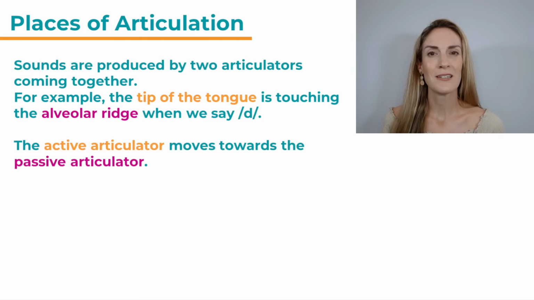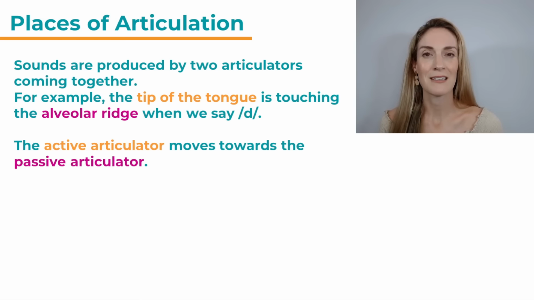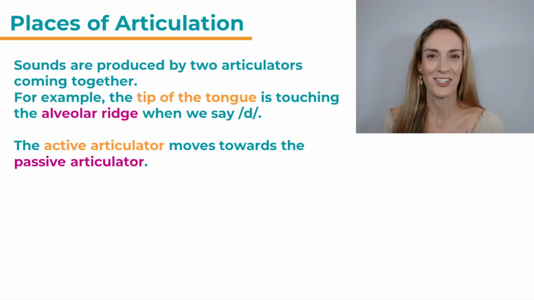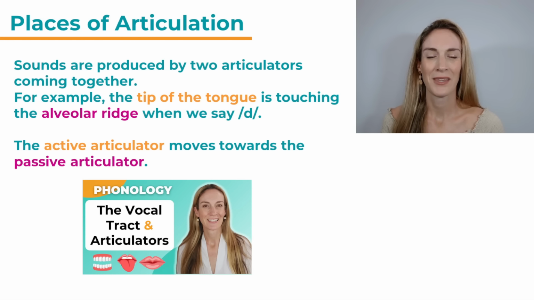And we call these active and passive articulators. So the tongue is moving, it's an active articulator, and it moves towards the passive articulator. And in our example, that is the alveolar ridge. If you want to find out more about the different articulators and passive and active articulators, you can find my other video on my channel.